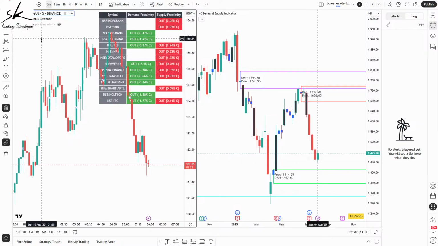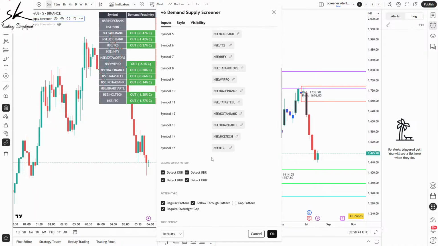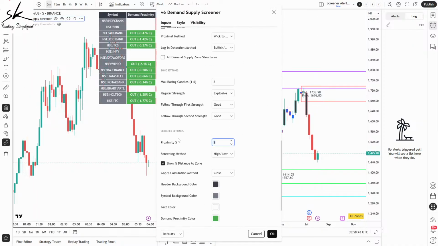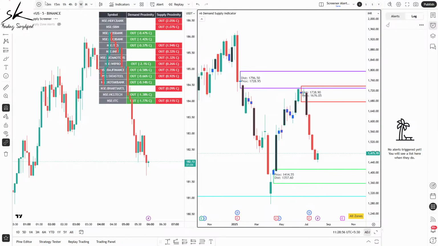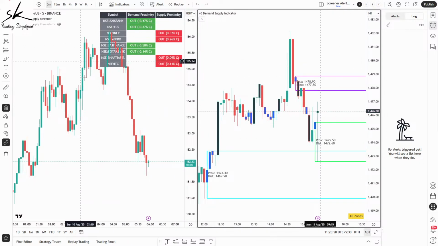Let's give it a few seconds to refresh. I think I didn't change it to 0.5%. It's still 2. So 0.5, and let's click on OK. Now it is refreshing, and you will see the list will definitely be smaller, because now I only need symbols where I am almost close to 0.5%. Can you see now we have a smaller list?